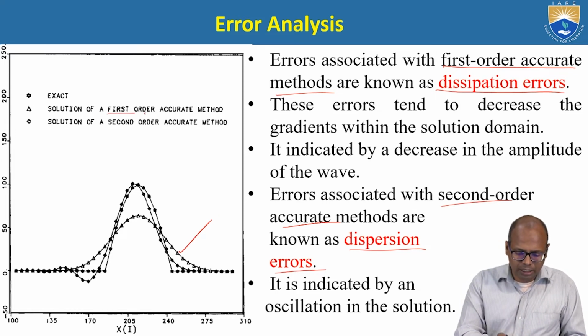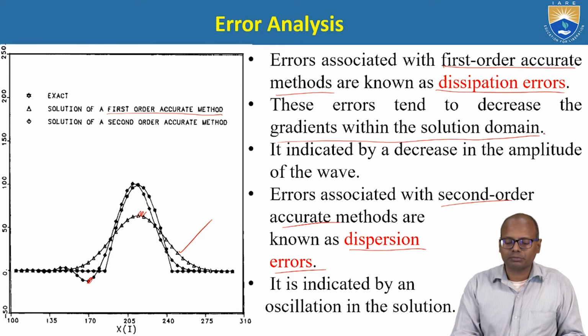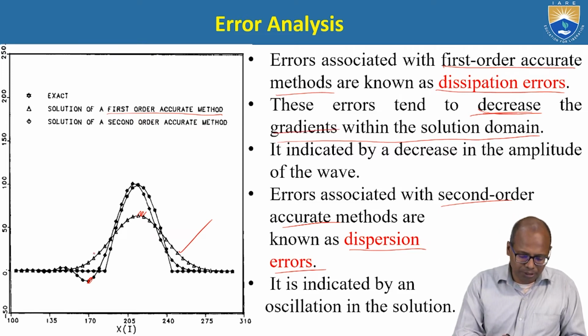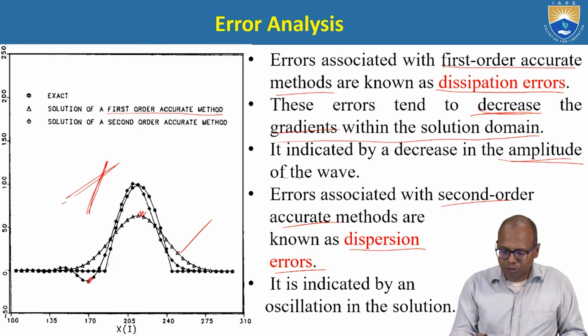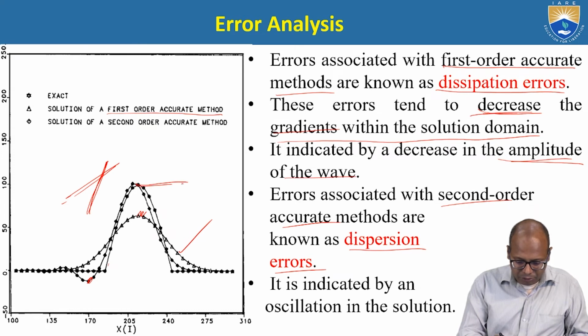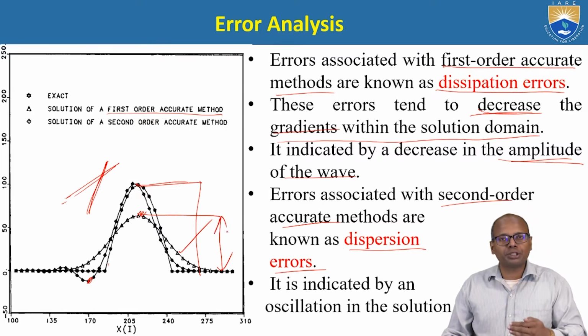So here this is the first order accurate method and this is the second order accurate method. The first order accurate method will decrease the gradient within the solution domain. The dissipation errors will decrease the gradients. The slope is decreasing. This is the actual slope and the slope is reduced. Initially this is the accurate one and this is the first order one. The slope got reduced, so there is a decrease in the amplitude of the wave. The actual amplitude is like this, but for the first order value the amplitude is decreased.